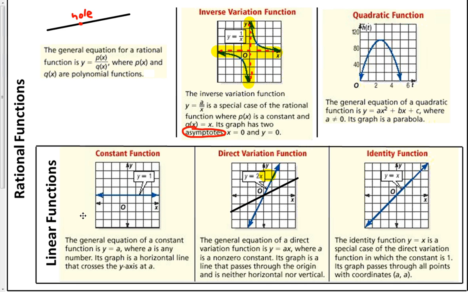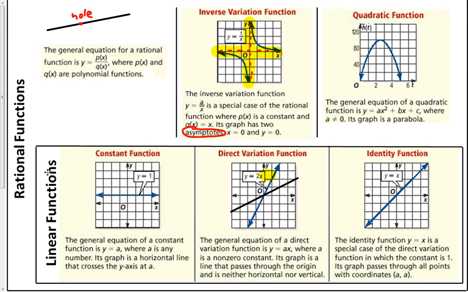So, as far as types of linear functions, there's of course the standard line, which is not pictured here. There is a special case of a flat line, a constant function. Special case of the direct variation, where you always pass through the origin with your line. And then the extra special case of the identity function, where not only do you pass through the origin, but your slope is exactly 1.